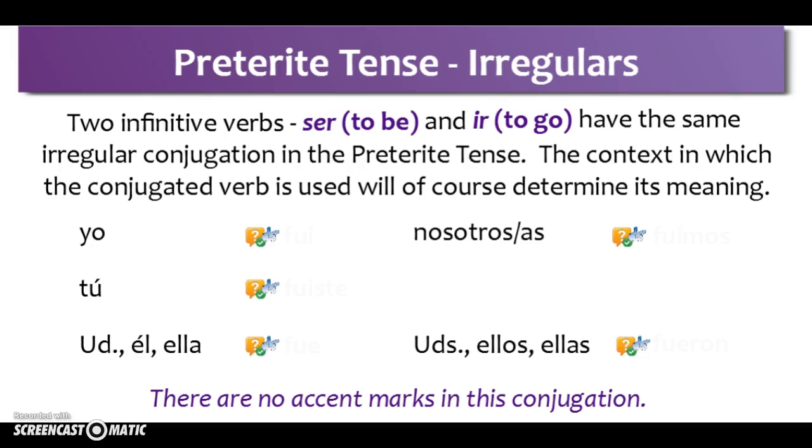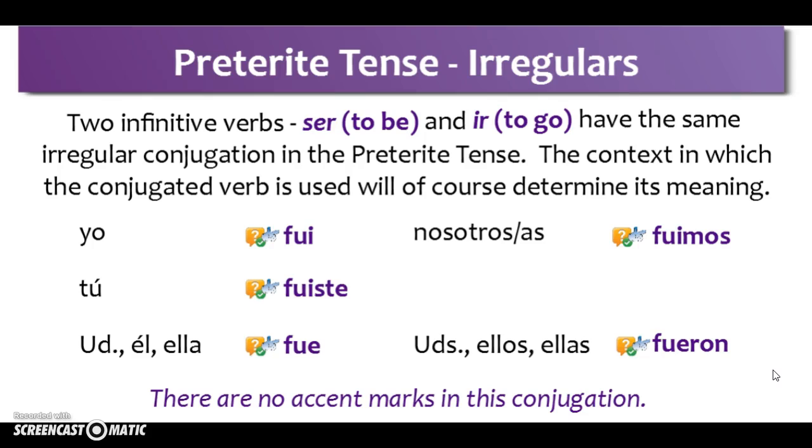When we conjugate them in the preterite tense in Spanish, they are irregular both in how the conjugation is spelled and the fact that both verbs conjugate exactly the same, and it's context clues that tell us the difference between the two verbs. Let's take a look at these conjugations. Yo fui, tú fuiste, usted, él, and ella fue, nosotros y nosotras fuimos, and ustedes, ellos, and ellas fueron.